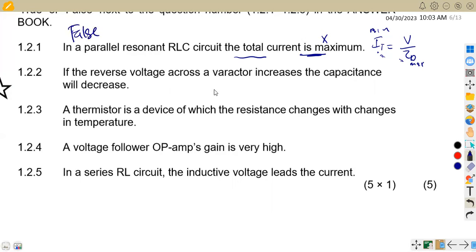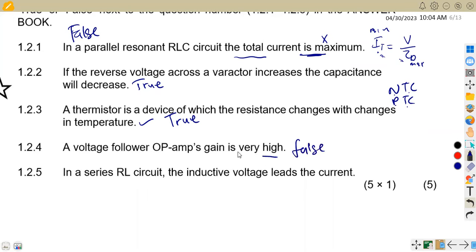If the reverse voltage across a varactor increases, the capacitance will decrease. This is absolutely true. All right. A thermistor is a device of which the resistance changes with change in temperature. That's true. A thermistor works with temperature. That's where we have got the NTC and the PTC. Those are thermistors. They work with temperature, positive temperature, negative temperature. A voltage follower op-amp gain is very high. It's low, not high. So this is actually false.